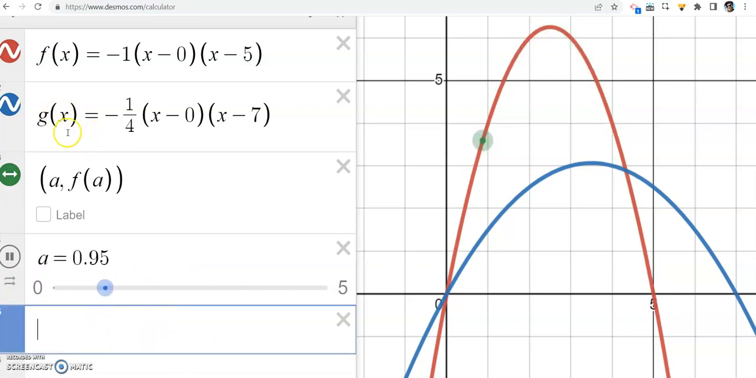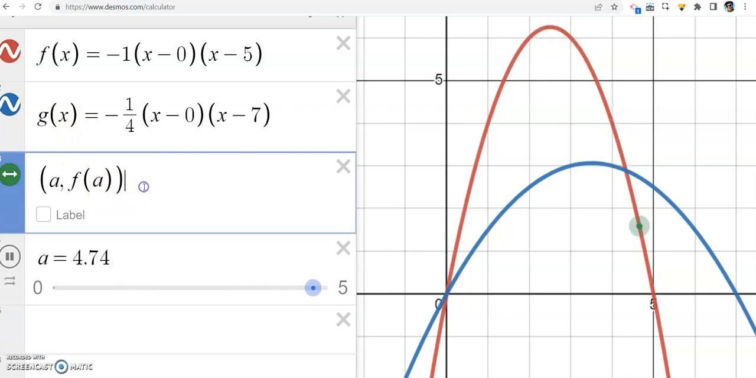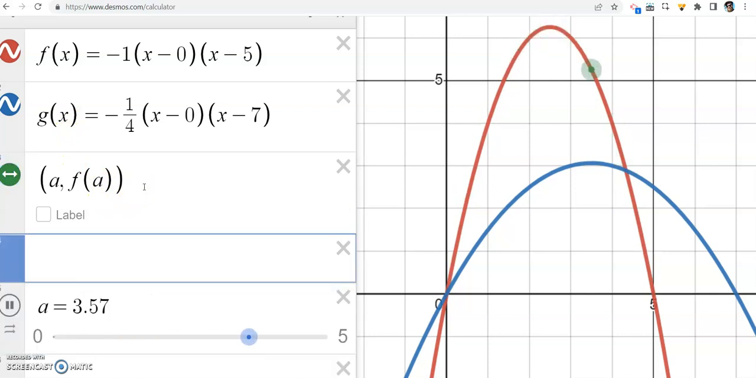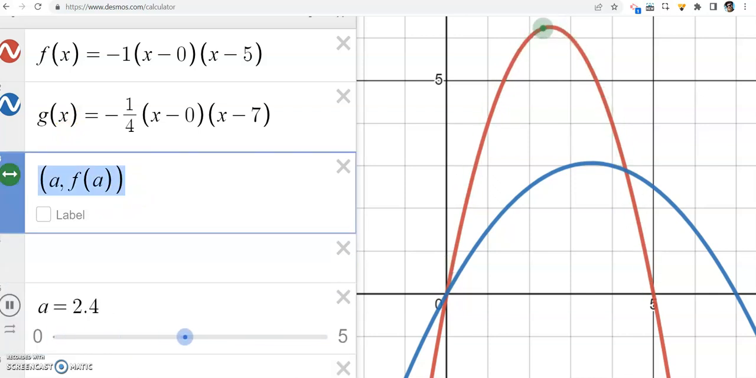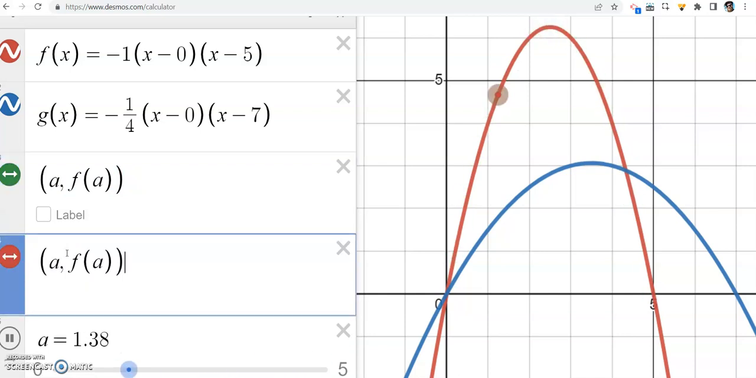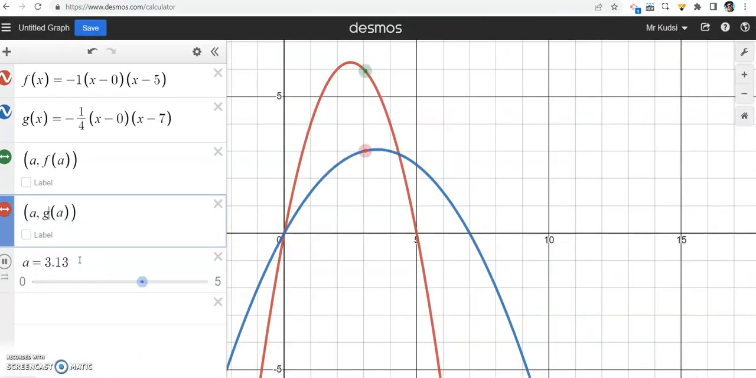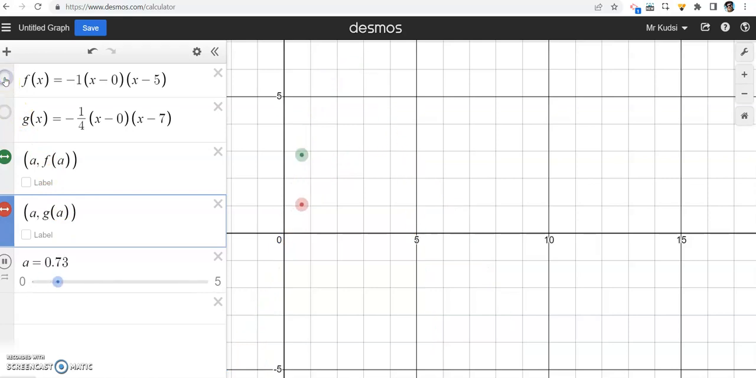Let's do the same thing with g. So I'm going to go back to this line, go ahead and hit enter. Now, same exact point, but now check this out. Instead of f, I'm going to put g. Now this point is going along the g function. And now we have two things going. And if we click here, we can take away the lines, but they're still going that way.